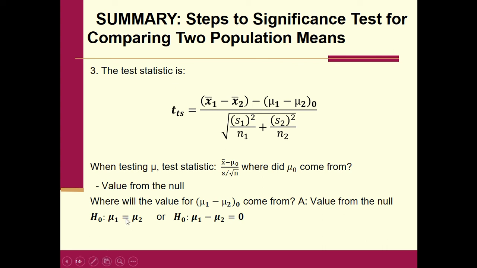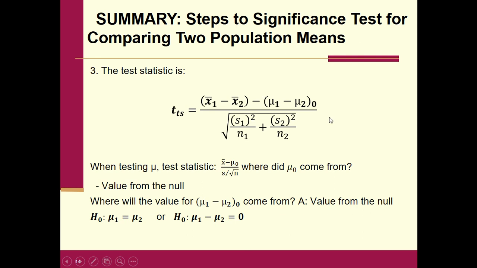So remember how I rewrote the null hypothesis? We could either write it as mu1 is equal to mu2, or we could write it as mu1 minus mu2 is equal to 0. The reason why we would want to write it like the one on the right hand side is because, notice, mu1 minus mu2 subscript 0 here, we're getting that from the null. What's the value in the null hypothesis for that? 0. So for the two sample t-test, this number right here always turns into 0.